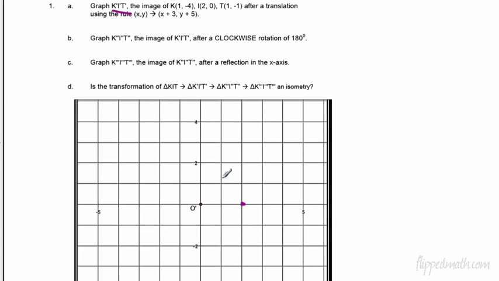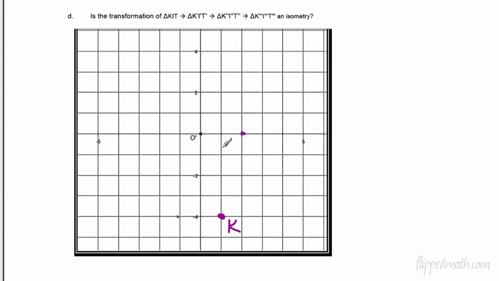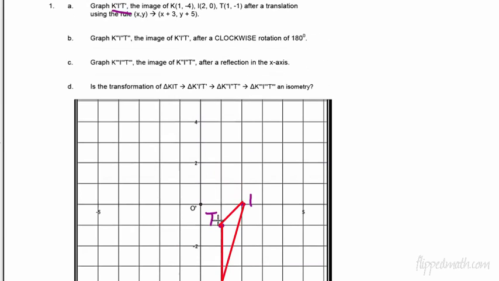And (1, -1) is T. Using my straight line tool, we get a shape that looks like this, a triangle. All right, so the first thing we need to do is translate it. It says graph K prime, I prime, T prime, which is the image of this triangle. So graph the original triangle, then translate it.